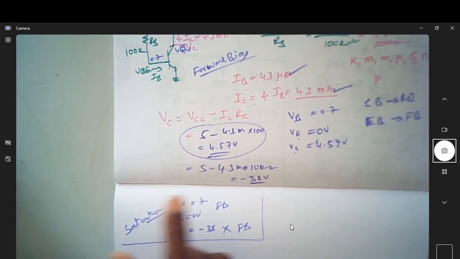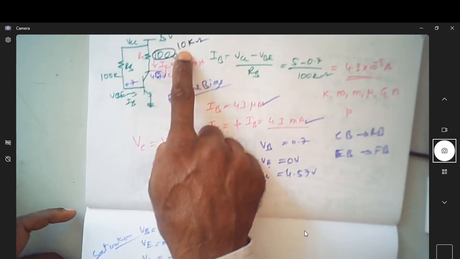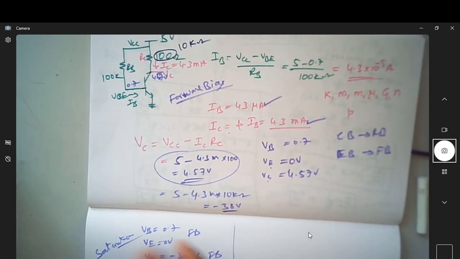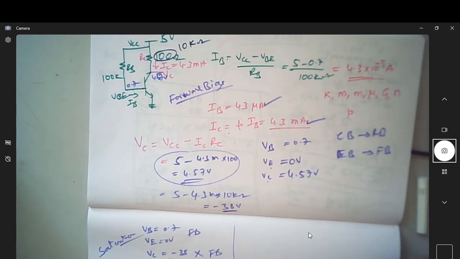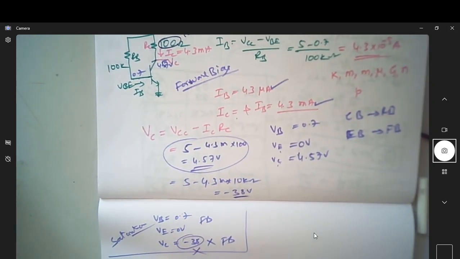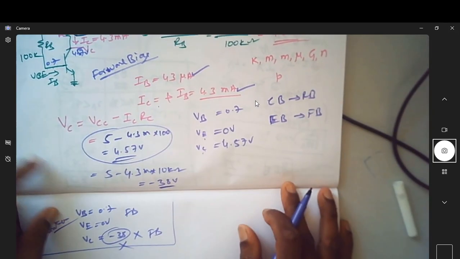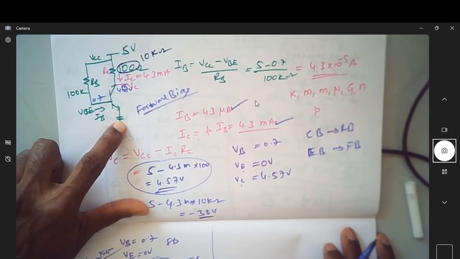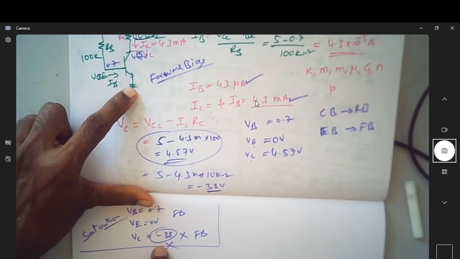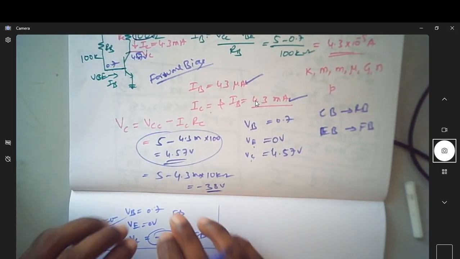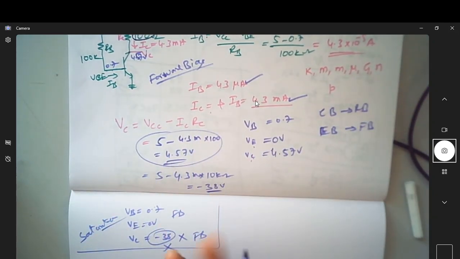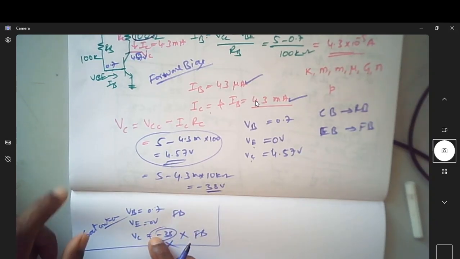Let us do a simulation. That is the difference: when you do it using calculation, you just end up there and then saying it as saturation, because this minus 38 is not a valid answer. This much voltage drop can never occur here. The voltage minimum is 0, so it cannot be more negative than 0. So minus 38 is not possible, but equation-wise it is coming out to be minus 38. You are just following the equation and writing the value. We'll come back to this when we do the simulation.